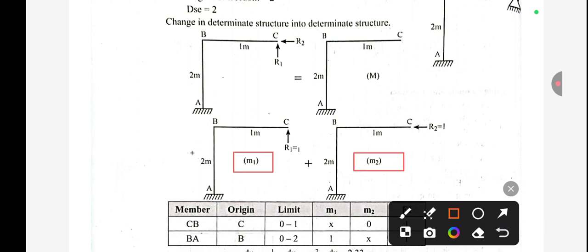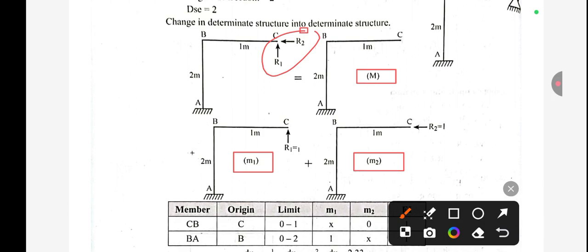And for this value M, you can see here we have three different systems. This one is capital M. So for the capital M, we have to just remove these redundant forces, that is R1 and R2, and we have to write the equal given frame. So if we remove this R1 and R2, then our frame looks like this.